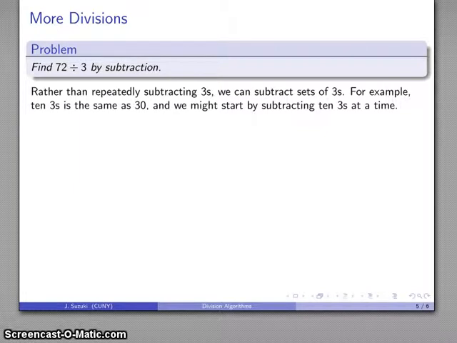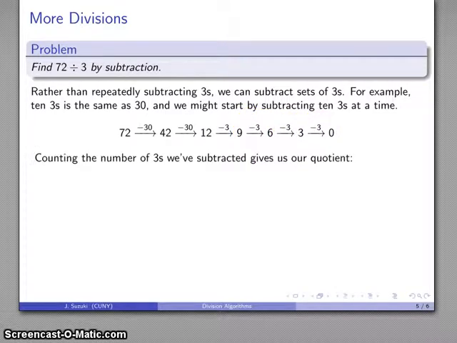So, for example, one easy set of threes: 10 threes, well, that's the same as 30. So instead of subtracting a single 3, I might subtract 10 threes all in one go. That means I'm going to start by subtracting 30, and I can subtract 30 again. And at this point, I can't subtract 30, but I can subtract 3, and 3, and 3, and 3, and now I just have to keep track of how many threes I've subtracted altogether. So let's go ahead and count them. This 30 is 10 threes, so is this. So that's 10, 20, 21, 22, 23, 24. Altogether, I've subtracted 3 24 times, and so that gives me my quotient.